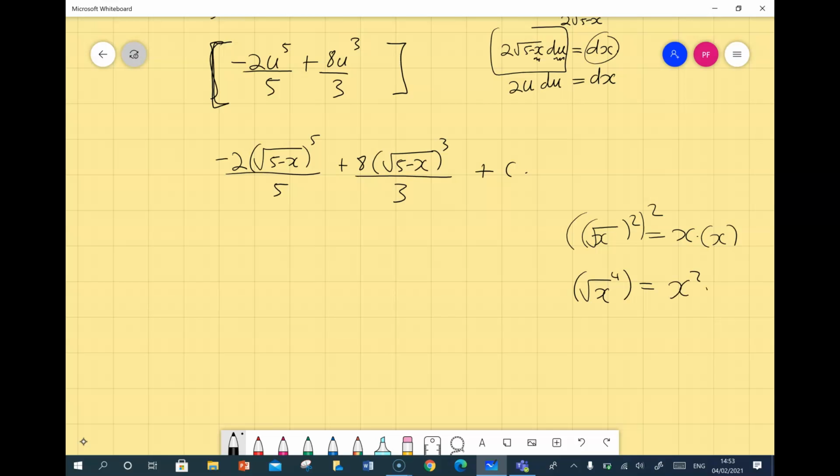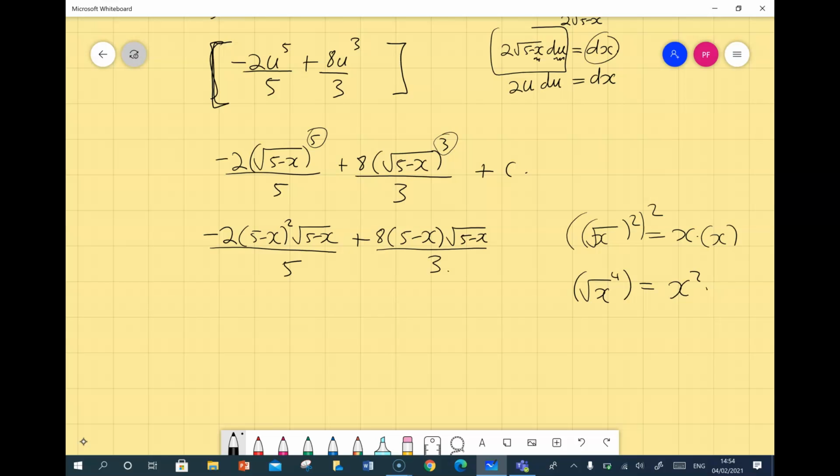So what I end up with there is minus 2 times. So here I've got the square root of 5 minus x to the power of 5. So it's squaring again, but it's still got 1 left over. So it would be 5 minus x squared times root 5 minus x all over 5. And here I have a square root of 5 minus x. I can square it, but I have 1 left over. So it's 8 times 5 minus x, gets rid of the square root, times the square root of 5 minus x all over 3.